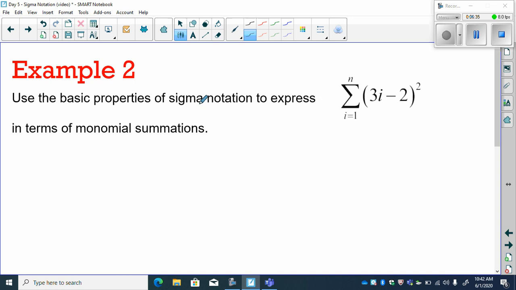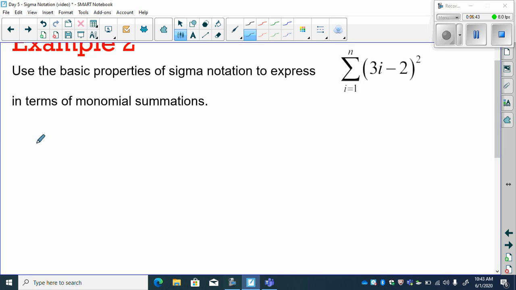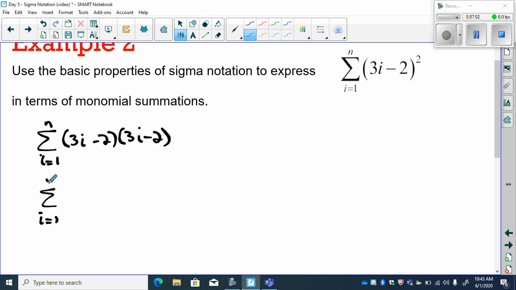Use the basic properties of sigma notation to express in terms of monomial summation. So in this example, I'm going to expand the binomial 3i minus 2 first. So it's to the power of 2. So this would be 3i minus 2 times 3i minus 2. That's going to give me 9i squared when I multiply this by this, minus 6i, minus another 6i, so I'd have minus 12i, and then plus 4.